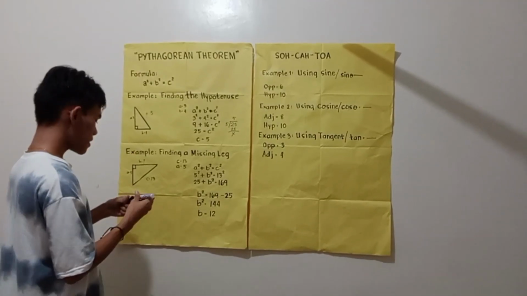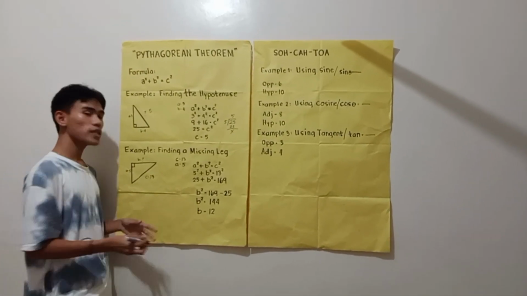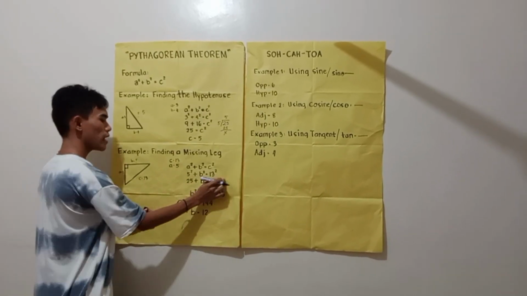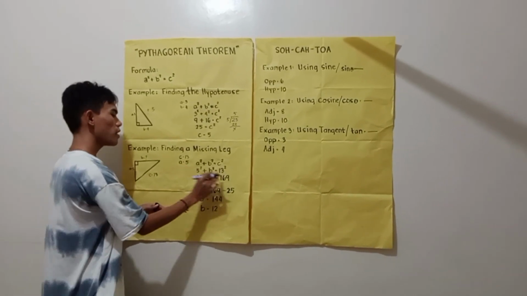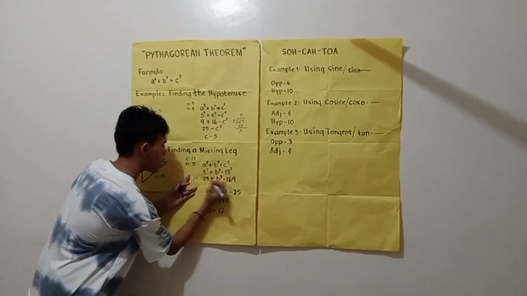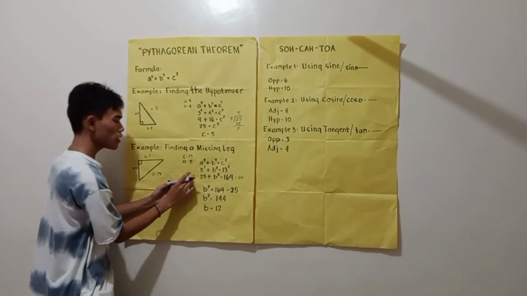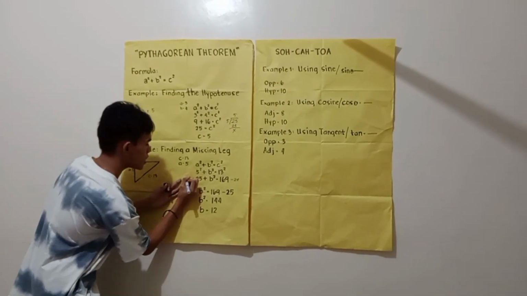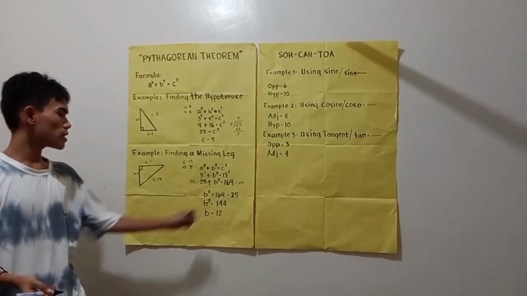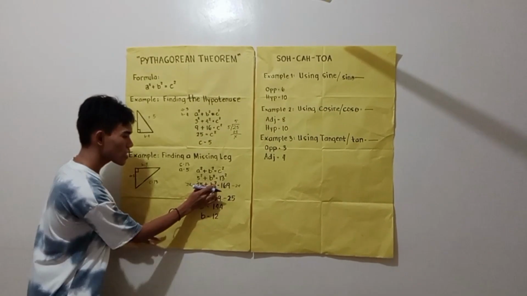So the next step is to get the value of b, or the missing leg. We have to cancel out this, so we're going to subtract 25 here and 25 here. So 25 minus 25 is 0, so it cancels out. The remaining value is b squared is equal to 169 minus 25, so just copy it in here.